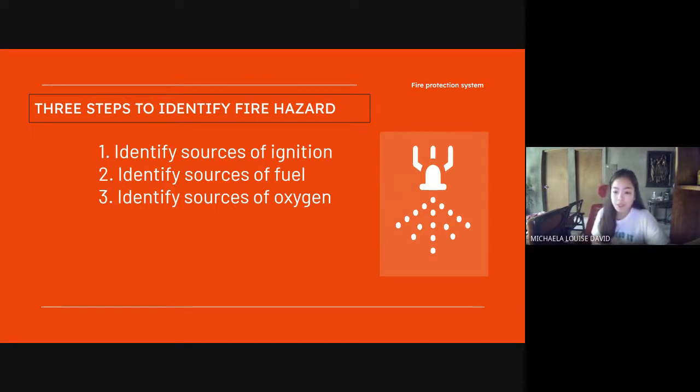After you recognize the sources of fuel, let us proceed to the third step, which is to recognize the sources of oxygen. Oxygen in the fire triangle comes from the air in the atmosphere. Air contains approximately 79% nitrogen and 21% oxygen, depending on the type of fuel involved. Fire can occur with much lower volume of oxygen present than needed to support human respiration.